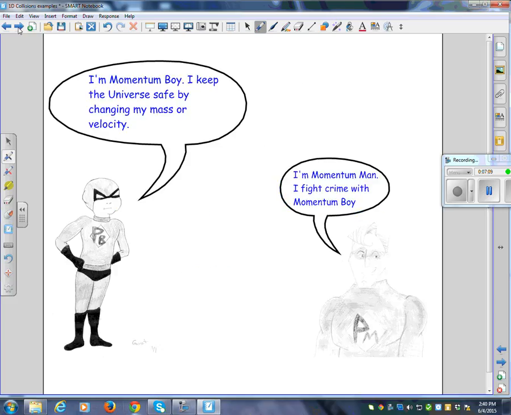There's momentum boy and momentum man. You've seen them already. Kind of looks like Garrett a little bit, I think. Garrett Fletcher? Yeah? He drew it for me.